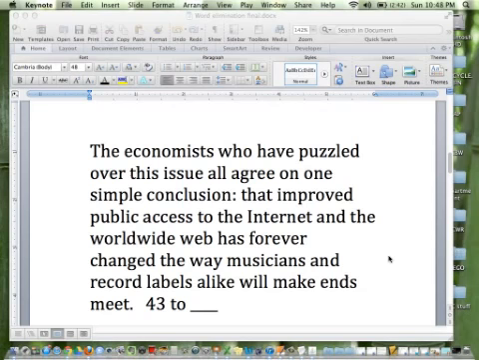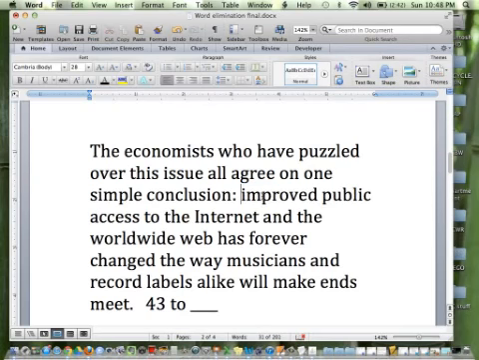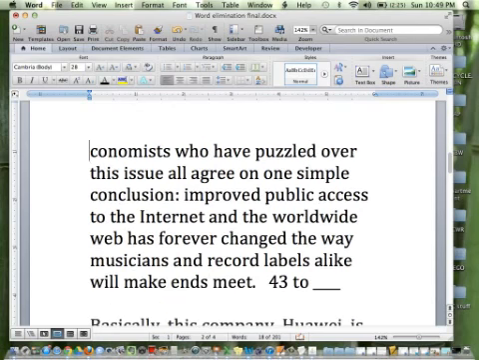Okay, well, the first thing I can do is get the low-hanging fruit. I'm getting rid of that. Okay, now what? I think we could say economists. We don't need the. So I'm going to get rid of it. Economists who have puzzled over this issue all agree on one simple conclusion.